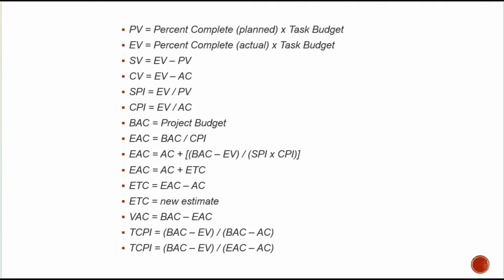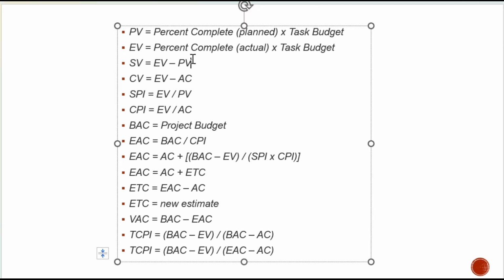Now, talking about the schedule variance, that is SV, SV = EV - PV. That is, it shows if you are ahead of or behind the schedule. If we have a positive schedule variance, that means that the project is ahead of schedule. A negative schedule variance means we are behind schedule. This is the schedule variance: SV = EV - PV.